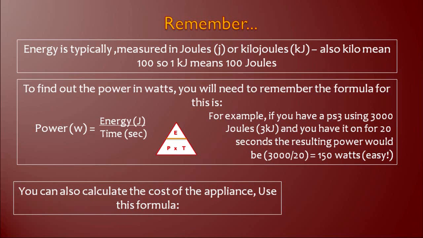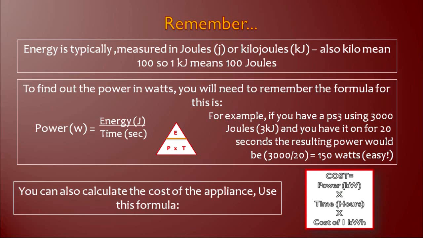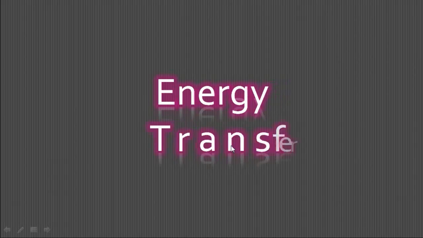You can also calculate the cost of the appliance. Use this formula. Cost equals power times time times cost of 1 kilowatt per hour. This is the cost of how much electricity you're using, not the cost of the appliance. It was a typo. Energy. There's many types of energy.